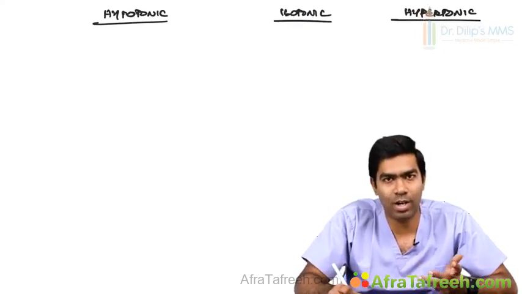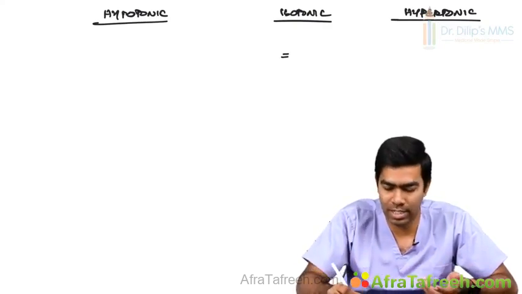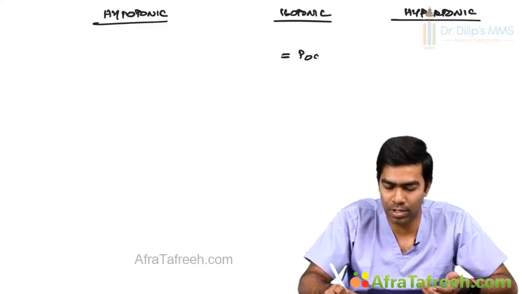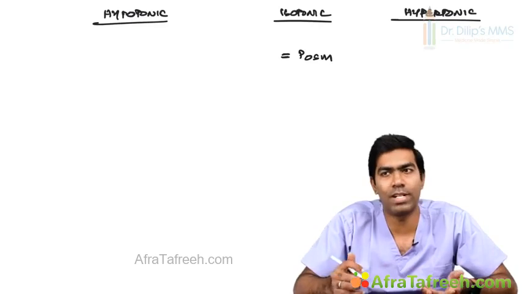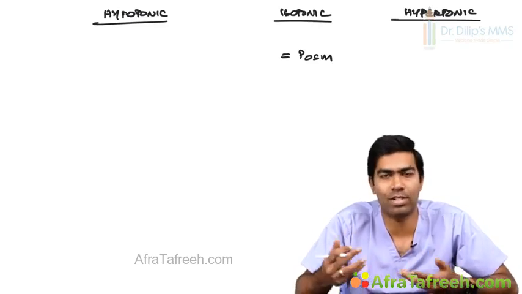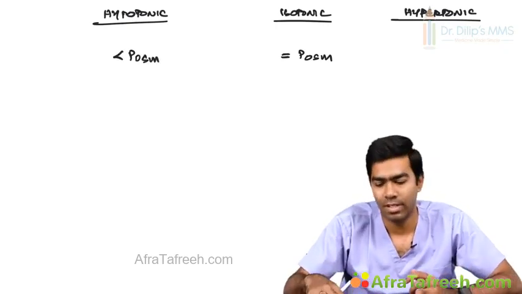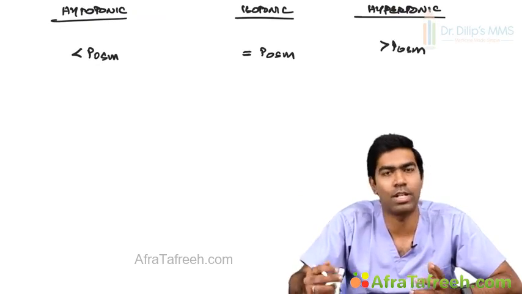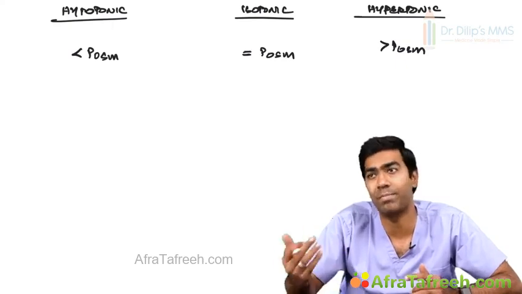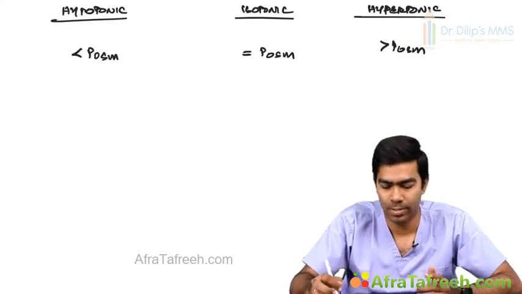Isotonic fluids are called isotonic because their tonicity or osmolarity is equal to that of the plasma osmolarity, or serum osmolarity. Hypotonic fluid means they are less in concentration compared to the plasma, which means they are going to have lesser osmolarity than that of the plasma. Whereas hypertonic fluids are going to have more osmolarity compared to the plasma. That's why they are hypertonic solutions. Clear? Will they cause fluid shift?